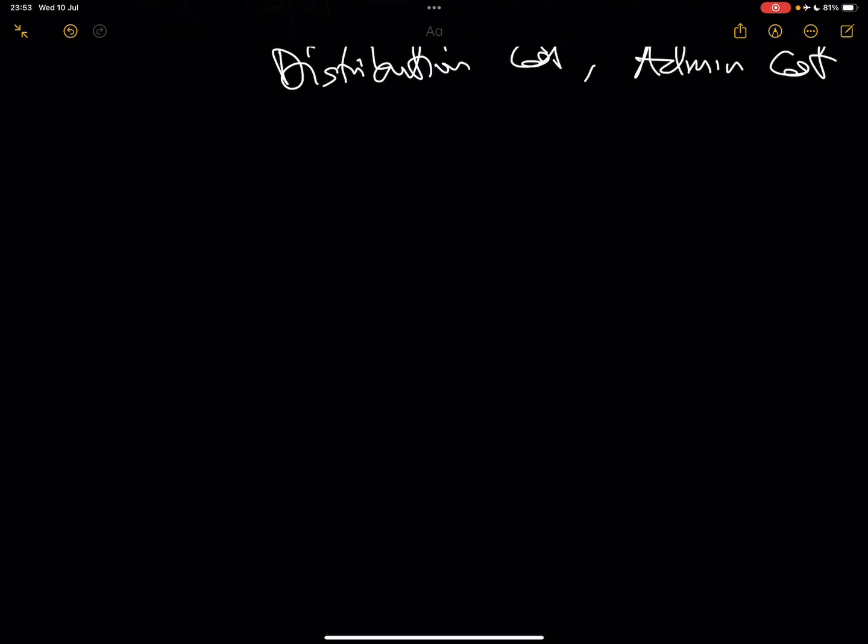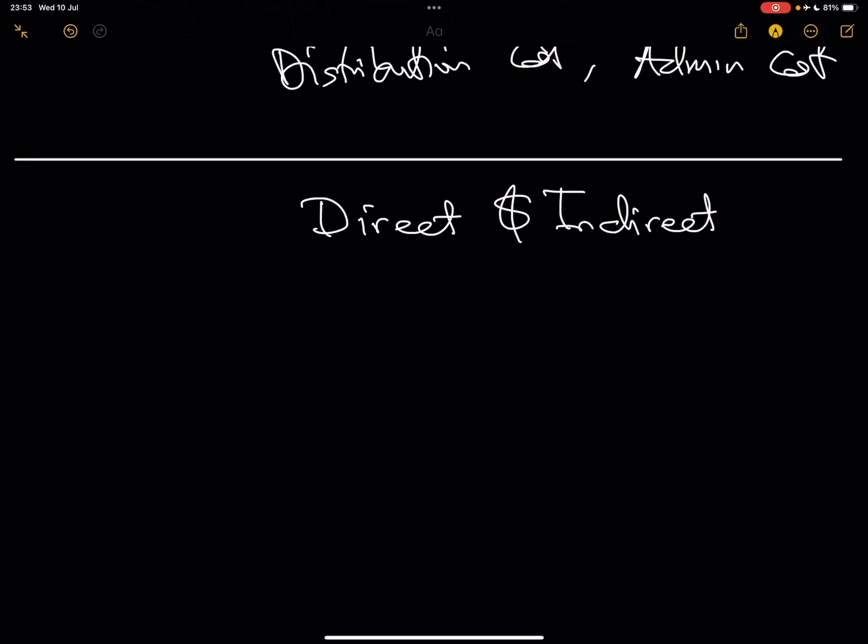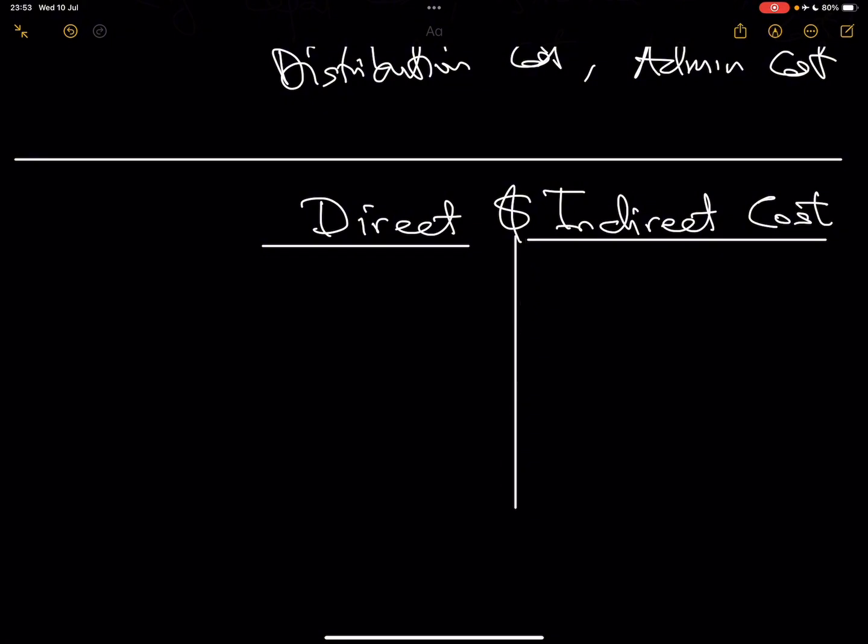Another way of categorizing cost which you need to understand is what we call direct and indirect cost. Direct and indirect cost. Yeah. This one, please pay attention to it. This direct cost is also called prime cost. That's another way they can tell you. When they say prime cost, what they are talking about is direct cost. And what is direct cost? Direct cost is a cost that can be easily linked to the production of one unit of a product.